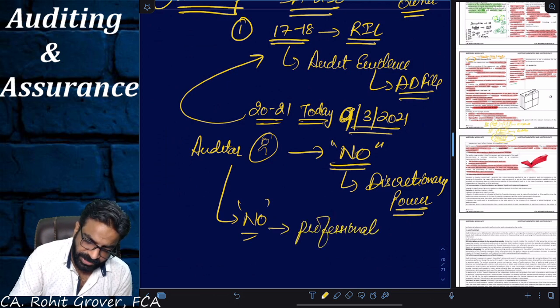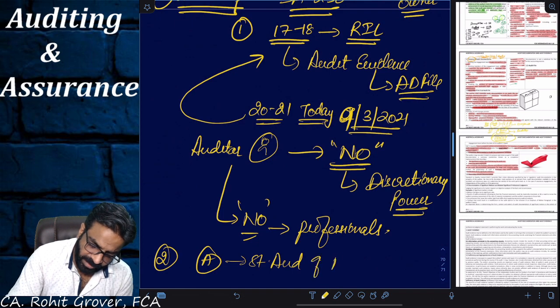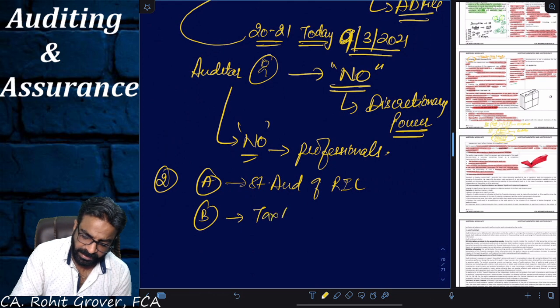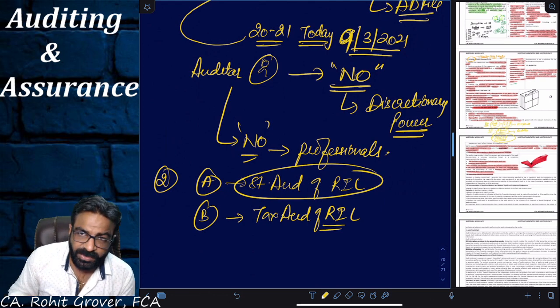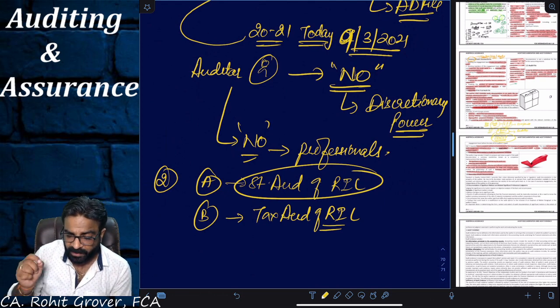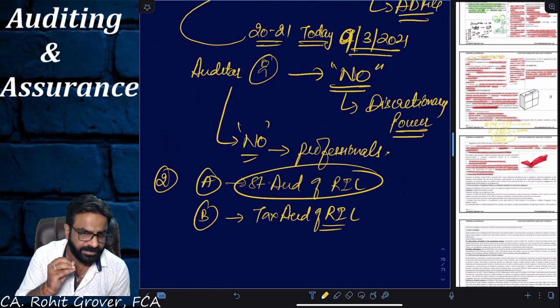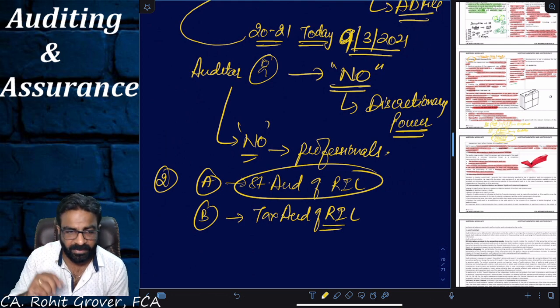Now, let me give you situation number 2, everyone. Suppose Mr. A is the statutory auditor of Reliance Industries Limited and Mr. B is the tax auditor of Reliance Industries Limited. The statutory auditor completed his audit. Now the tax auditor is doing the audit. There is one clause, say clause number 19, in the tax audit report. That clause is asking for some documents, but those documents are with the statutory auditor.